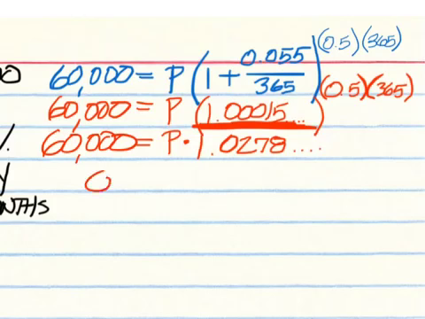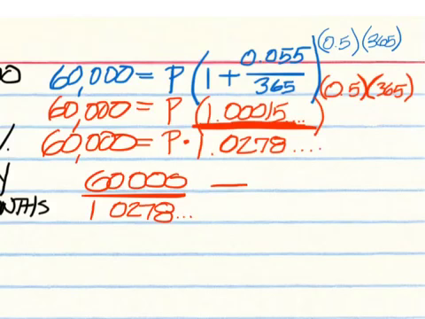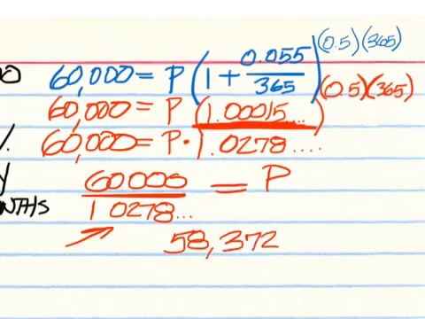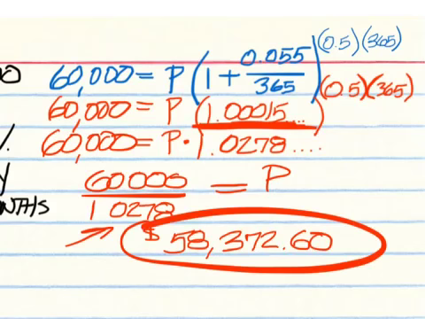Now we have to divide the 60,000 by 1.0278 and whatever the rest of it was, and set that equal to P. So this number here should still be in your calculator. So type 60,000 divided by second negative sign, and then you'll have an answer of 58,372.60, which is 60 cents. That is your final answer.